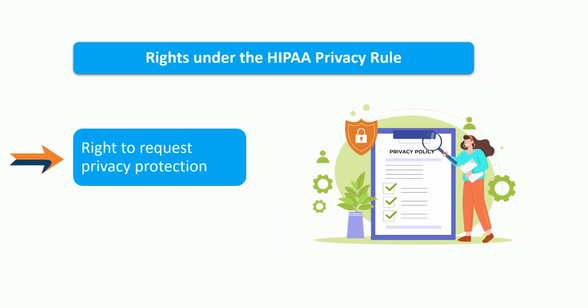And finally, let's explore the right to request privacy protection. Patients can request additional restrictions on the use or disclosure of their PHI. And while covered entities are not required to agree to all requested restrictions, they must comply if the patient requests restrictions on disclosures to a health plan for payment or healthcare operations when the patient has paid for the service out of pocket in full.